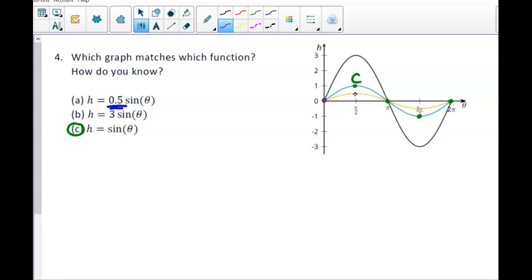And also, when we're talking about 3 pi over 2, the answer was negative 1. Well, now it's going to be negative half because it's going to be half as much. So the yellow graph is A.